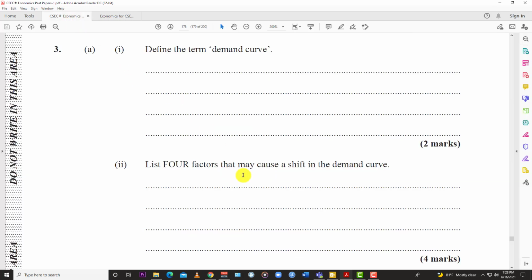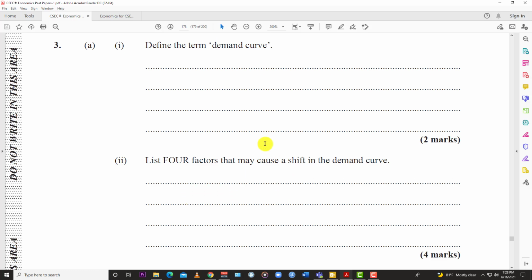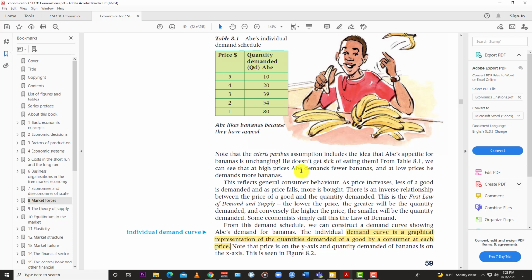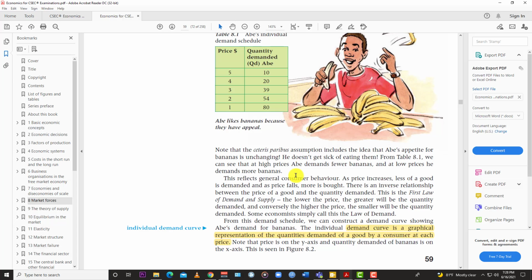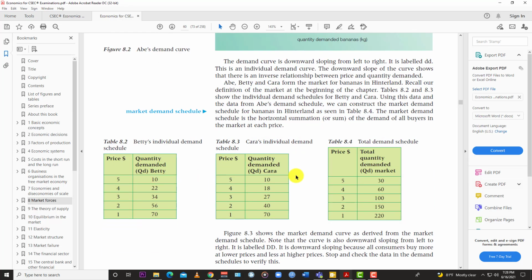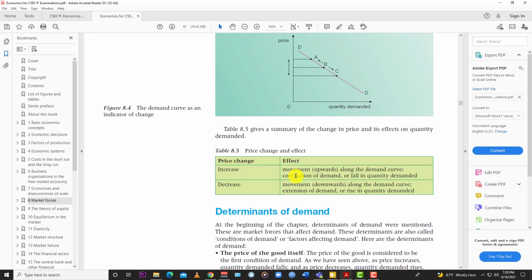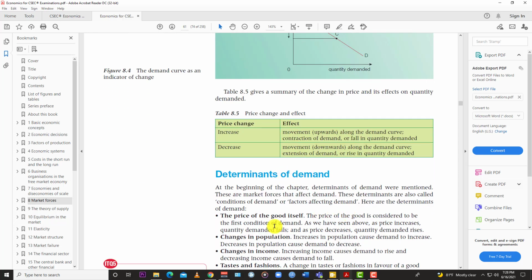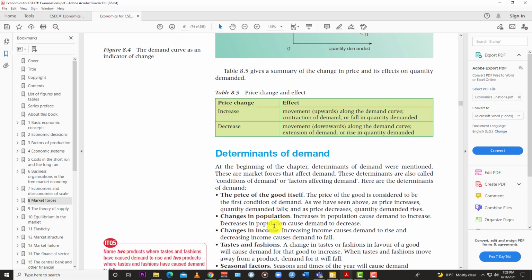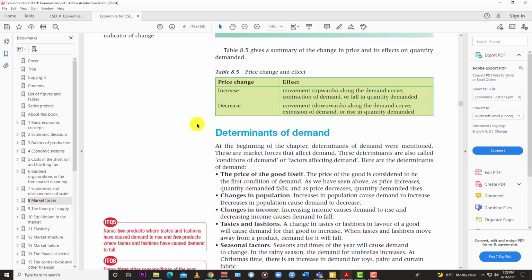Then part 2, list 4 factors that may cause a shift in the demand curve. What can cause the demand curve to move either left or right? Fully left or right, not a movement. Price causes a movement. We're talking about a full-on shift, so that's left or right, increase or decrease. Those are basically the determinants of demand. They are the ones that would cause a whole shift. Now a price would cause, I would say, a movement, all right?